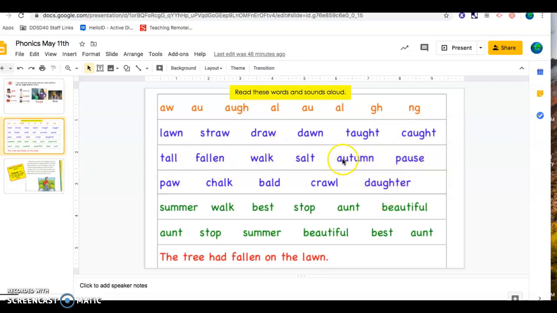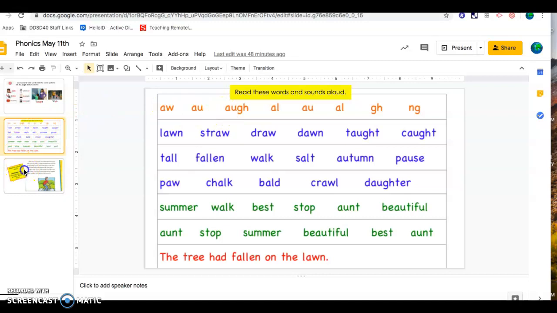3, but on this line you have two words that have the AU that says ah. So my turn, your turn. Autumn. The word is autumn. Okay, your turn to sound it out. Good job. This line right here practices all the sounds that we just did. And then you're going to come down here and read the red sentence.